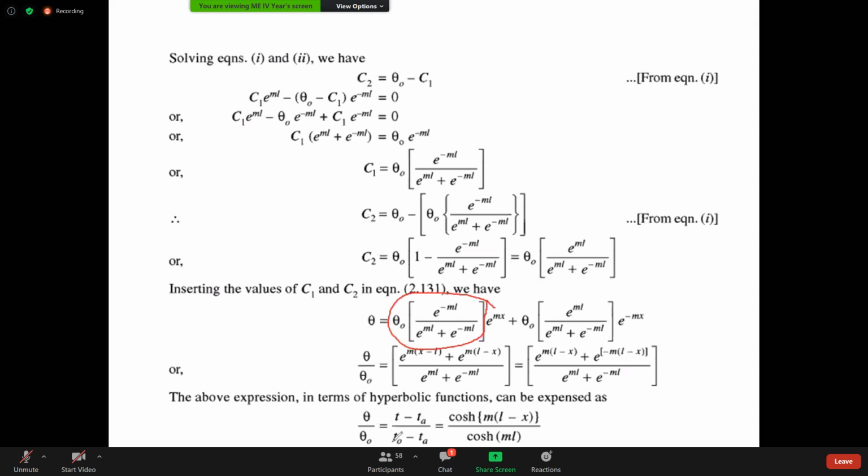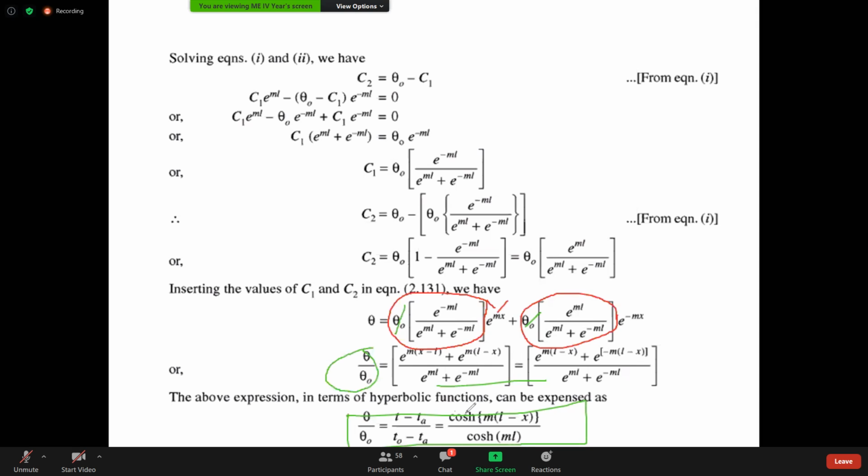C1 value is theta naught into this. C1 into e power mx plus this is C2 into e power minus mx. Right. So in both the cases, the theta naught is common. So I take it common and I took this side. Right. Again, after simplification, this is the temperature profile equation.